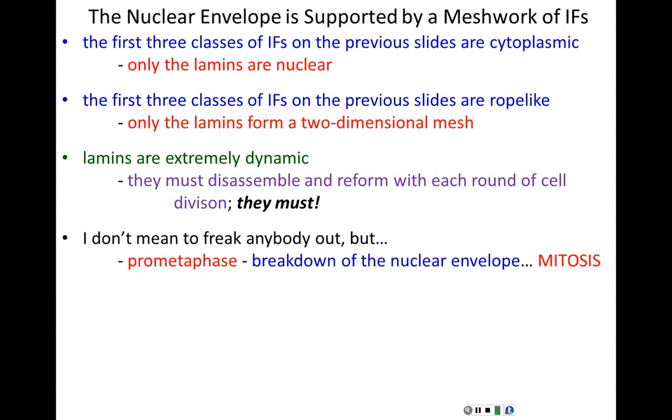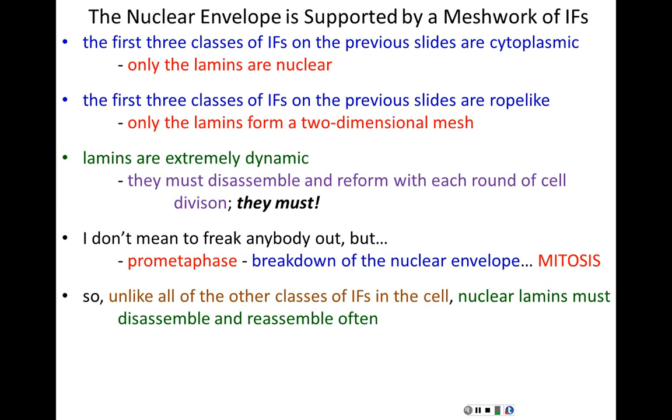I don't want to bother anybody here by bringing up mitosis, but we will have to revisit the idea of mitosis, not only now, but as we move further into the cell cycle lectures, which come after this chapter. So unlike all the other classes of the intermediate filaments that are in the cytoplasm, nuclear lamins have to be extremely dynamic. They cannot be permanent.